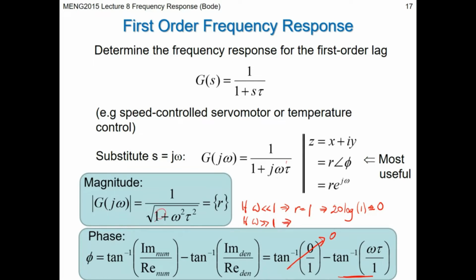then basically this 1 is going to disappear in comparison, especially since you've got an omega squared here. So you're going to end up with R equals 1 upon, now the tau is also going to probably become irrelevant as omega gets larger, because that tau term will be small in comparison. So you're going to end up with 1 upon omega, because it'll be the square root of omega squared.